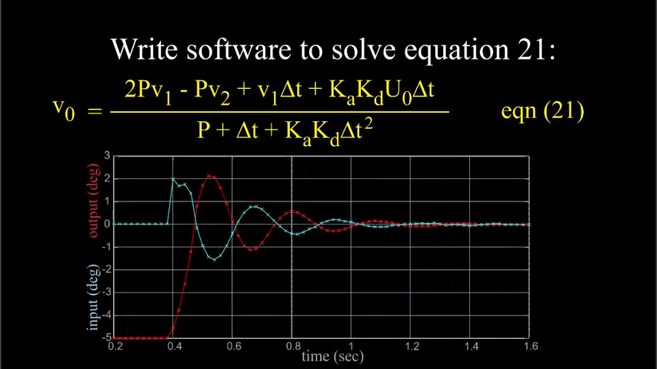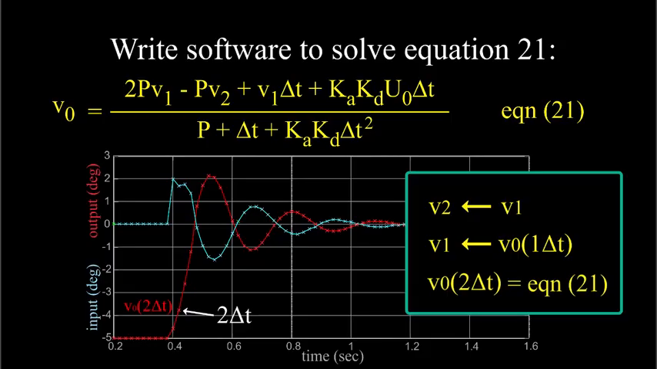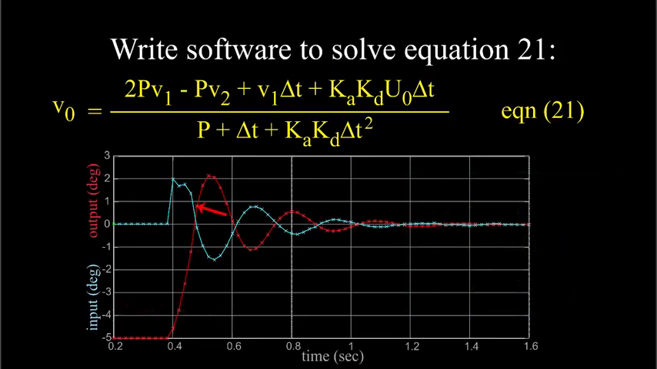Then make the software solve equation 21 for t equals 1 delta t, and that gives a new value for v0. Now to get the solution for the next time step, where t equals 2 delta t, assign v1 to v2, and they're both 0, so there's no change to v2 yet, and assign v0, which is the answer we just calculated, to v1. And then you have to solve equation 21 again to get a new value for v0. And then repeat this process to creep along through time to get the solution. And watch amazing things happen.